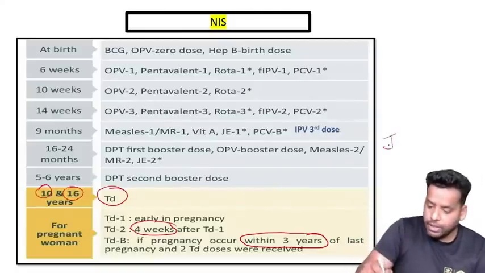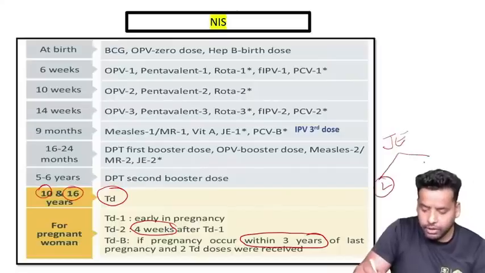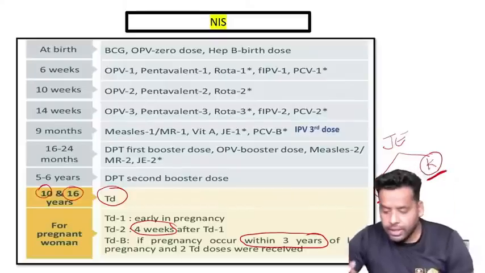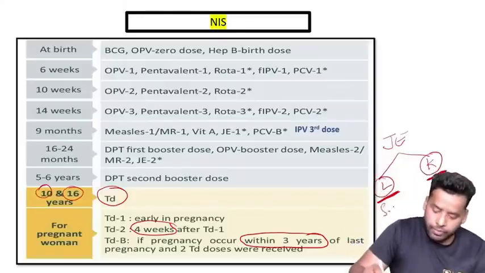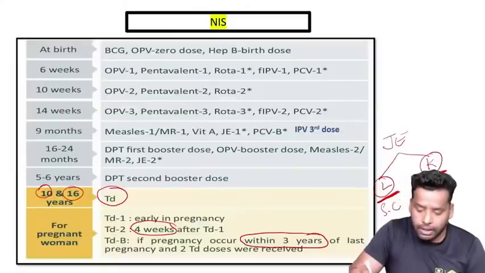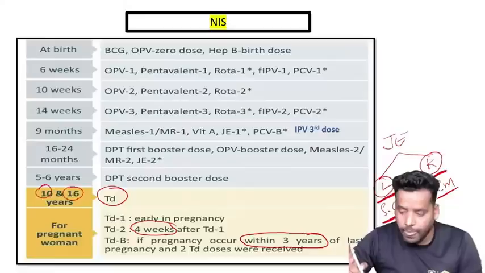Japanese encephalitis, some states are using live vaccine. Some states have shifted to killed vaccine. What is the strain for live vaccine? SA 14-14-2, which is given subcutaneously. Killed vaccine is given intramuscularly. If you know both, it is better, because last year the question was on subcutaneous live vaccine.